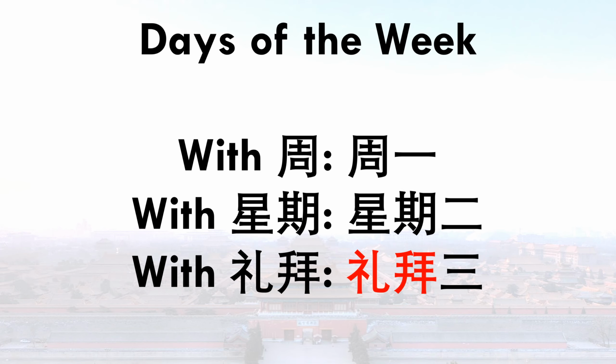周一 is Monday. Notice I'm not saying 周一. It's 周一 flat throughout. Now with 星期, 星期二, I'm not saying 星期二. You have to stress the number. Now, with 礼拜, it sounds a little bit weird if you say 礼拜三. Usually it sounds more like 礼拜三, like that. So you're going to want to de-stress 礼拜 and stress the number.